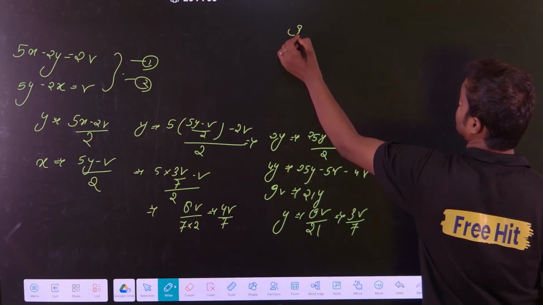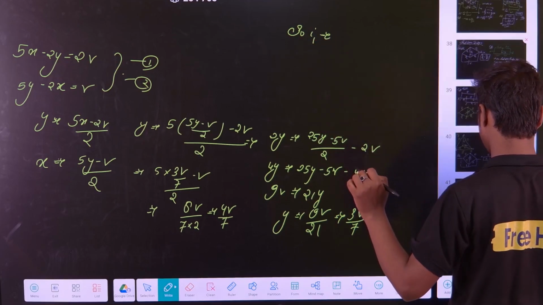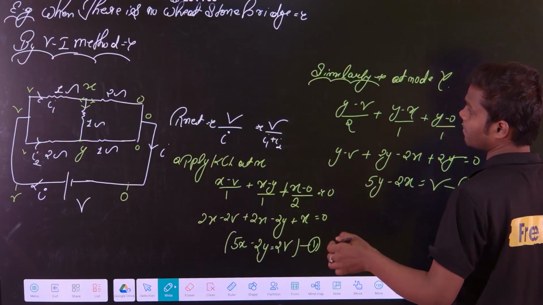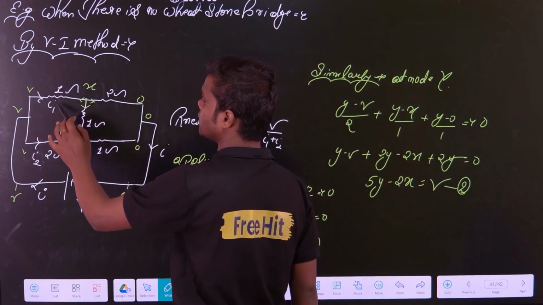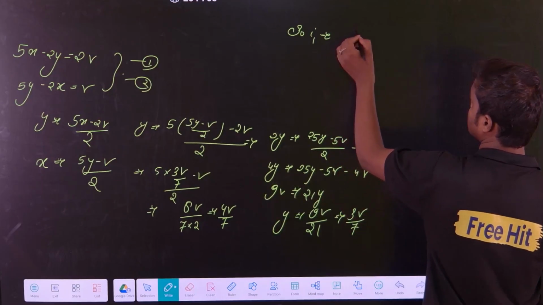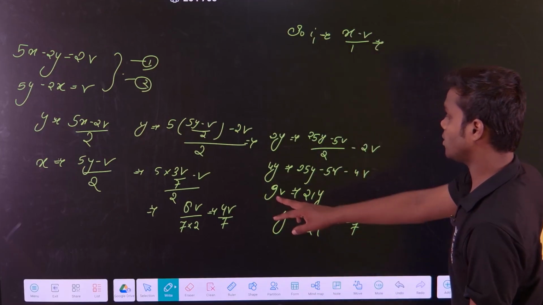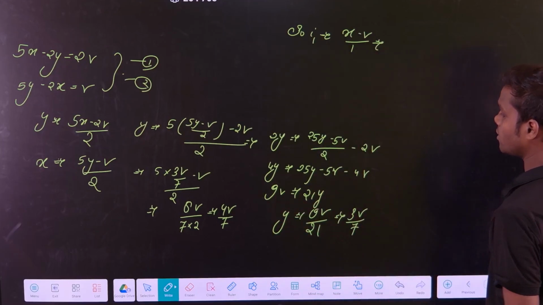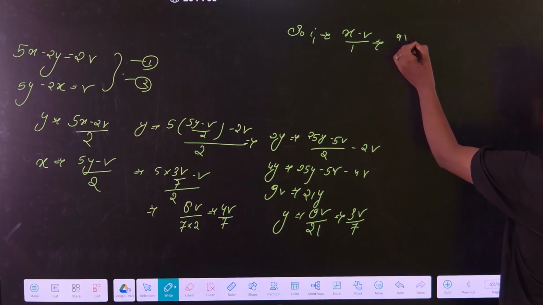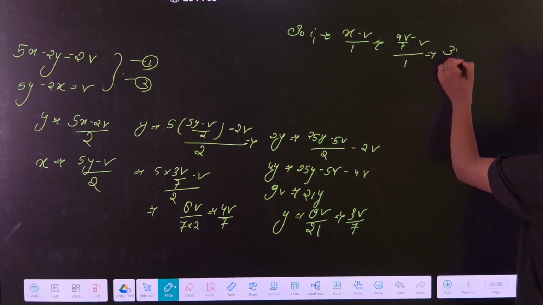So what is my I1? If you will see, what is the value of I1 here? It will be x minus v by 1. What is the value of x? X we got as 4v by 7. So 4v by 7 minus v divided by 1. So that will be 3v by 7.